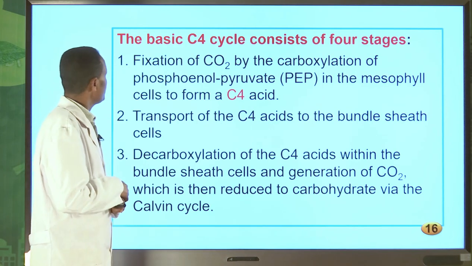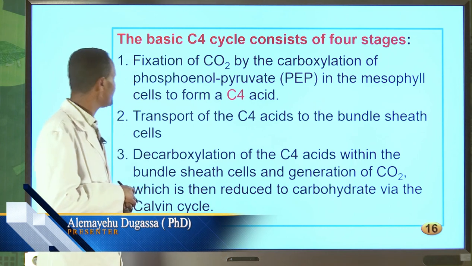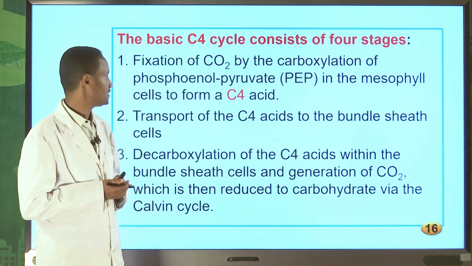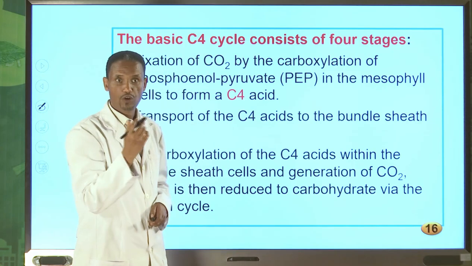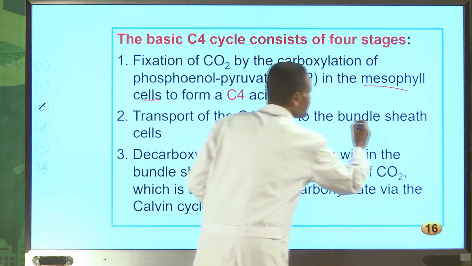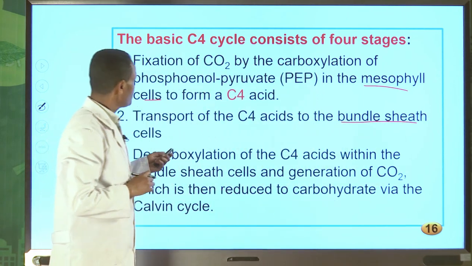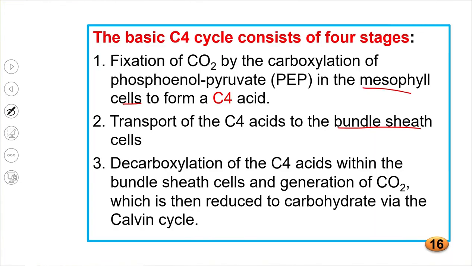The first stage is fixation of carbon dioxide by the carboxylation of phosphoenol pyruvate in the mesophyll cells to form a carbon-4 acid. The second is transport of carbon-4 acids to the bundle sheath, because carbon-4 plants use 2 cells for the process of photosynthesis: the mesophyll cells and the bundle sheath cells. Once the carbon-4 acid is formed in the mesophyll cells, it is transported to the bundle sheath, which is far from the stomata.